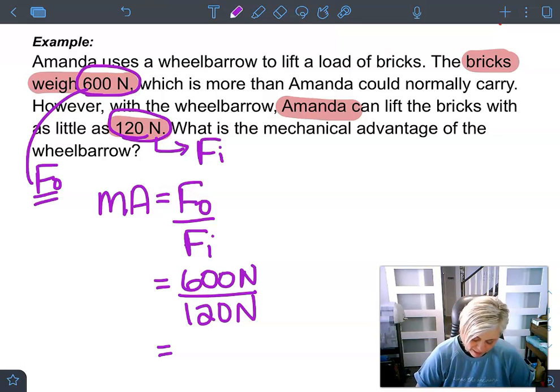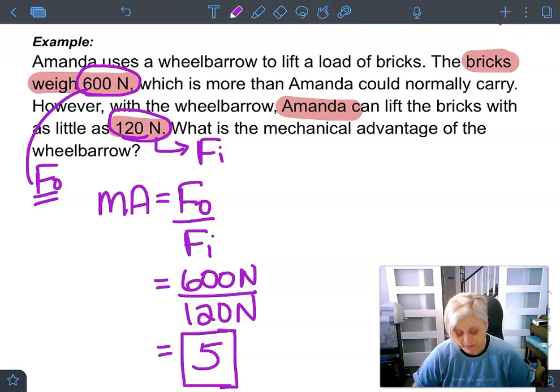Okay, 120 will go into 600 5 times. So 5 is our answer. Newtons canceled out. So 600 divided by 120 is 5. That tells me that the wheelbarrow multiplied Amanda's force by 5 times to do that job.